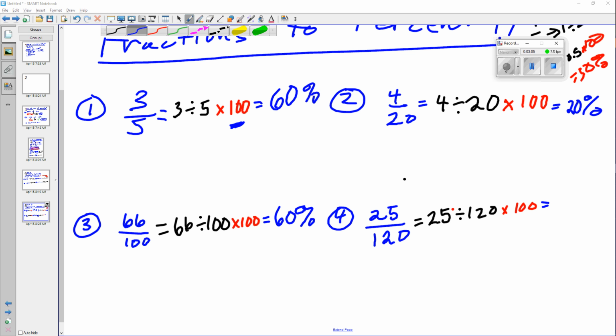And now your final answer is 20.8. Okay? You can leave this as either 20.8 or you could write 20.83%. And both of those would be considered acceptable. Or if I ever told you to put it as a whole number, you would write this as 21%.